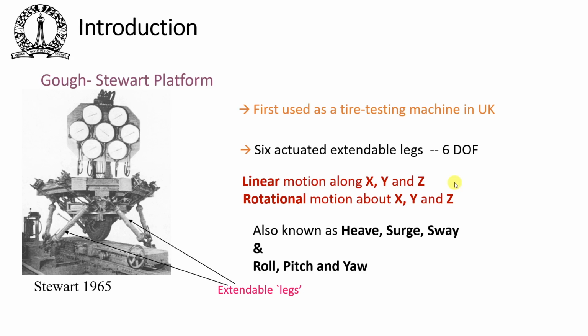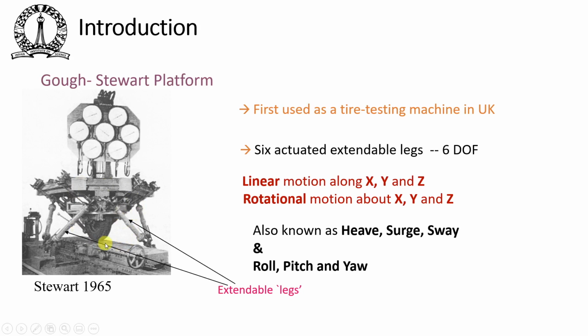So the Stewart-Gough platform, or the Gough-Stewart platform, was first used as a tire testing machine in UK. Okay, it was invented by Stewart in 1965, and later on it was found that Gough had invented this much earlier. So the modern usage is Gough-Stewart platform. So in a Stewart platform, there are 6 legs which can be extended. Okay, so each of these legs are actuated. So it turns out that the Stewart platform has 6 degrees of freedom.